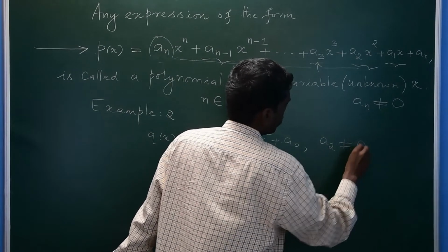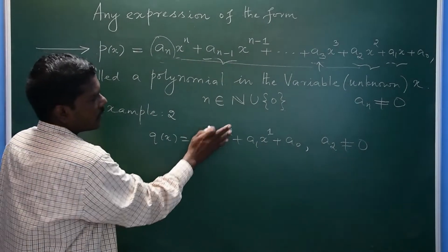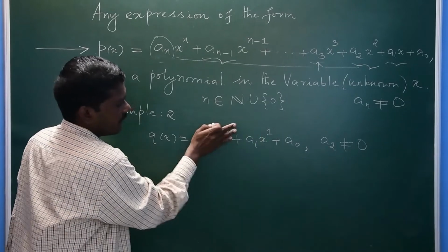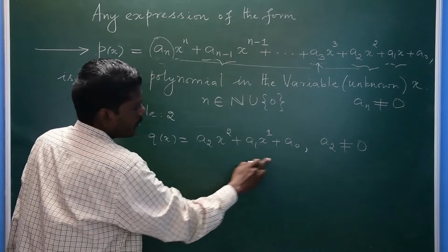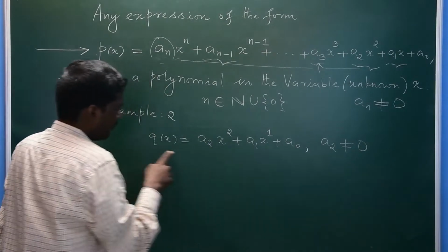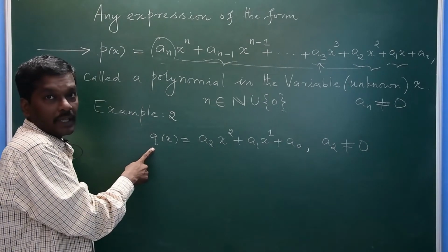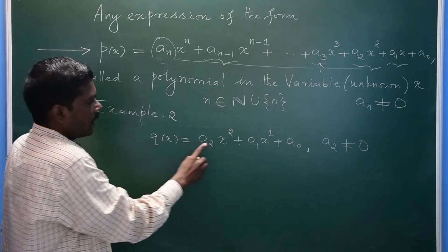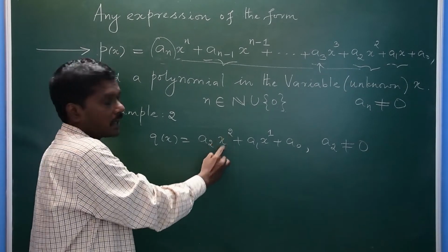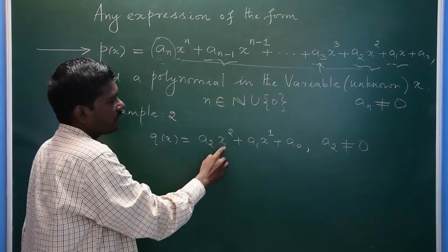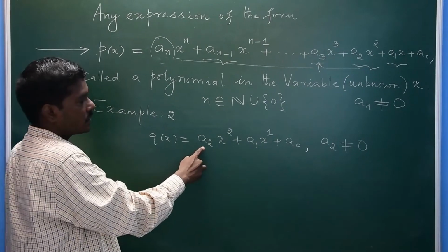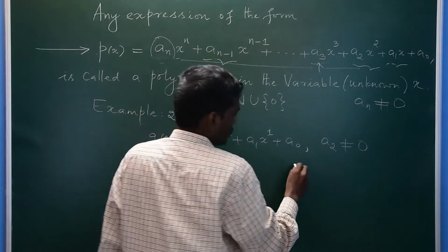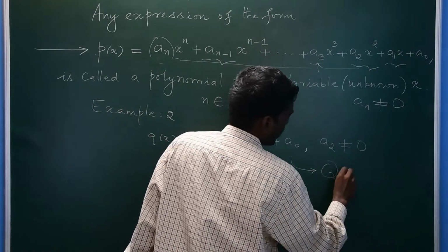a2 is not equal to 0. See, when a2 is 0, what will happen? It will become a linear polynomial. 0 into anything is 0, so it will become a linear polynomial. So for q of x to be a quadratic polynomial, the coefficient of the highest term, namely x square, should be not 0. So a2 is not 0. So this is a quadratic polynomial.